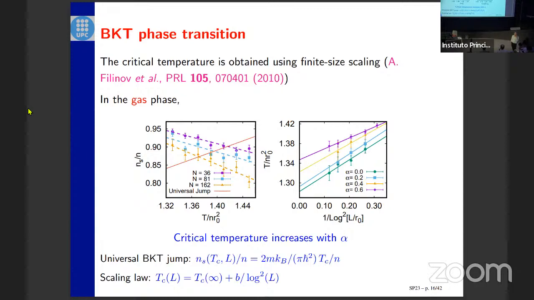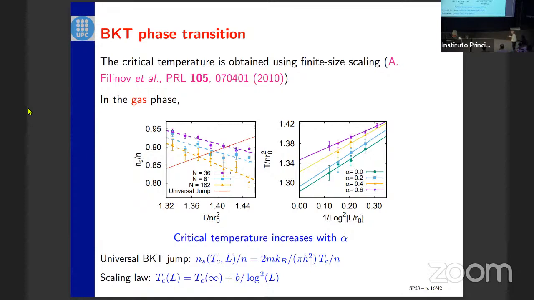And what we see is that the intersection here is the estimation of the critical temperature in the infinite limit. What you see is that when you increase the angle, the critical temperature increases. So this is our prediction. If the system is just isotropic, this is the critical temperature. But when you increase alpha at a given density, the critical temperature slightly increases. It seems that the system is more robust against fluctuations when I put this alpha.